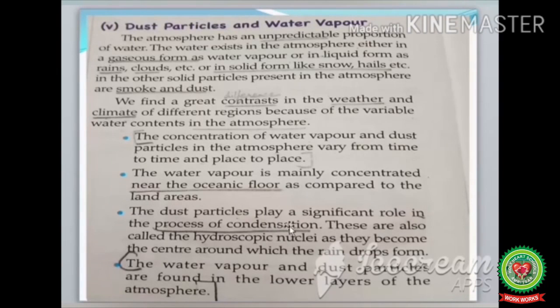The dust particles play a significant role in the process of condensation. Condensation means the process in which the water vapor changes into water droplets. These are also called the hygroscopic nuclei. Why so? Because dust particles have a center of attraction which attracts the water vapor, and in this way raindrops form. The water vapor and dust particles are found in the lower layer of the atmosphere, in the troposphere.